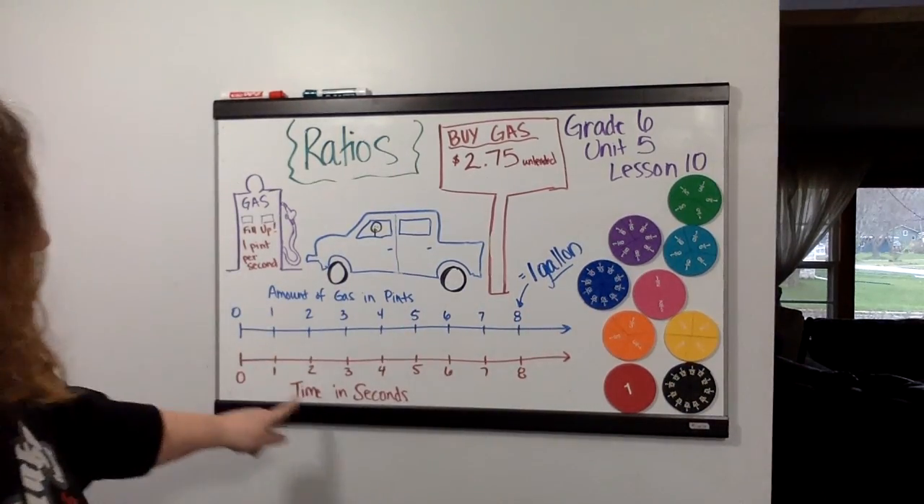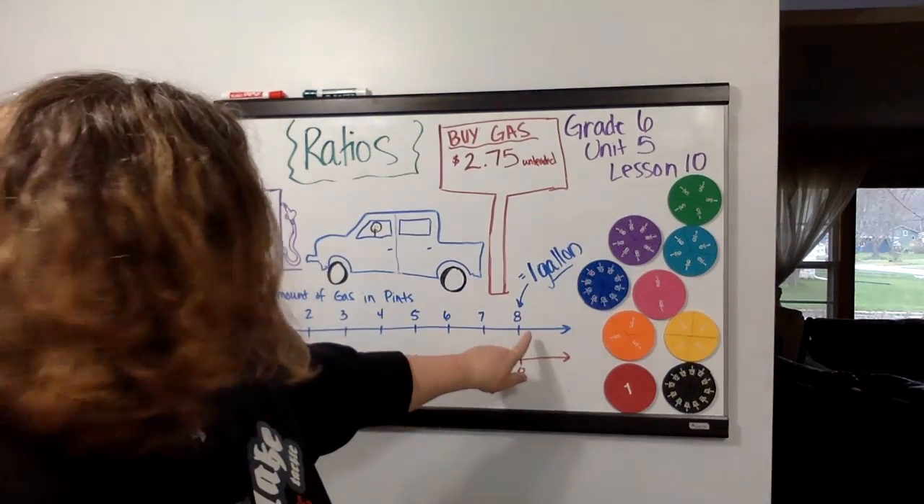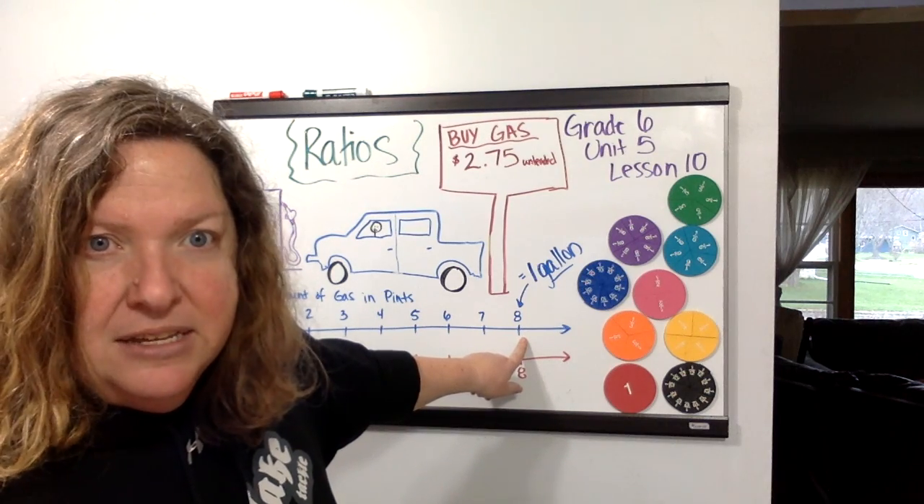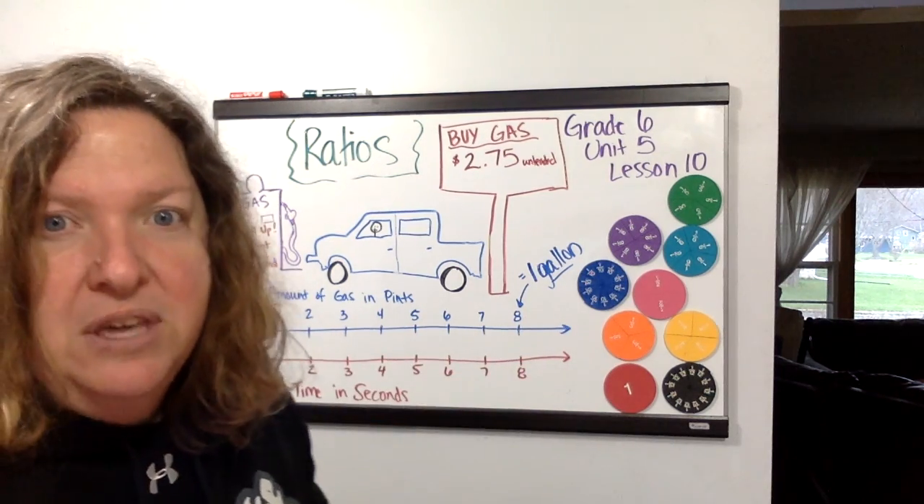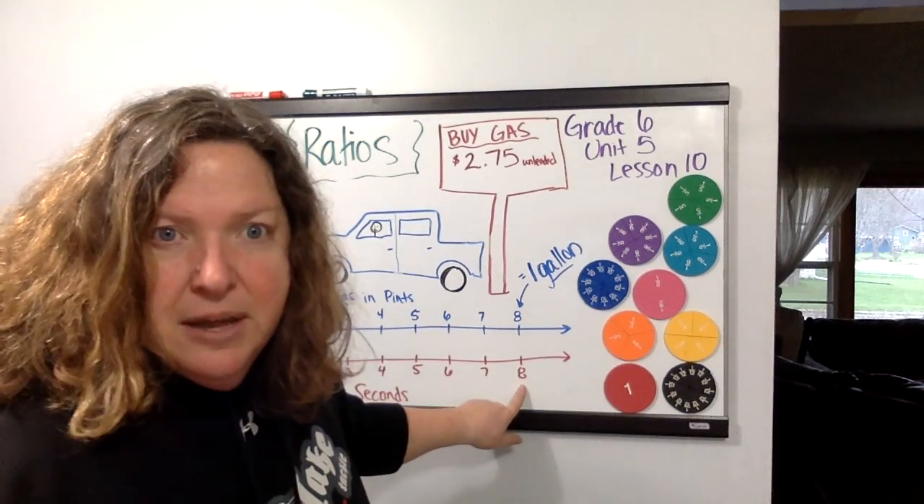So what this says is it takes 8 seconds per gallon to fill up our tank. Every gallon of gas that we buy that we need, it takes 8 seconds to fill it up.